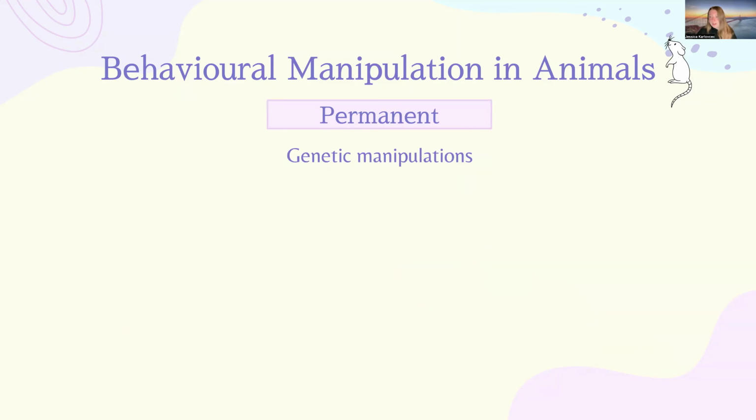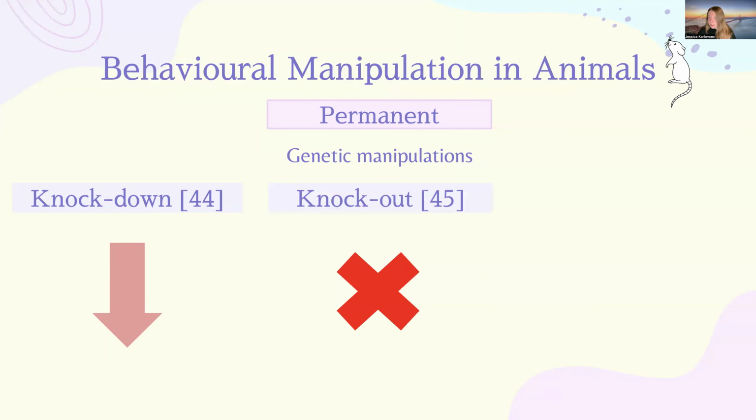And now on to permanent manipulations. So we can also change an animal's genes to study how specific genes can affect behavior. There are three main ways to do this. Knocking down a gene means the gene is still there, but it works less than normal. Knocking out a gene means the gene is removed or completely turned off. And knocking in a gene means adding new genetic material so that the animal produces a new or modified version of that gene.